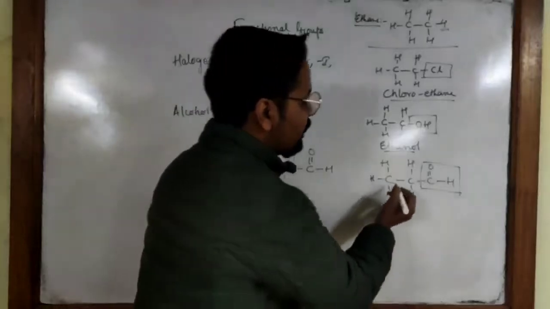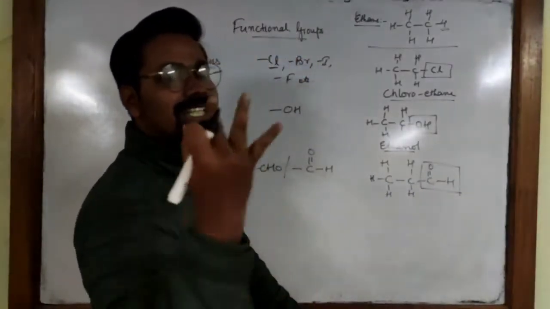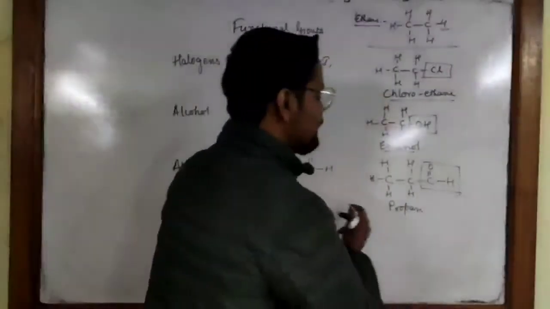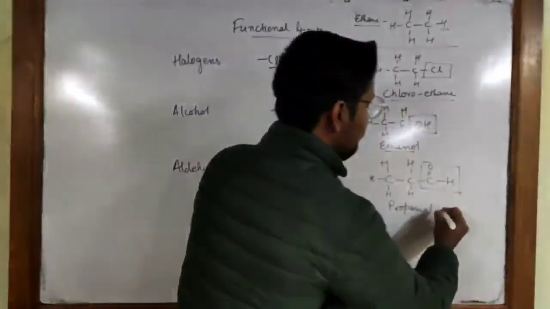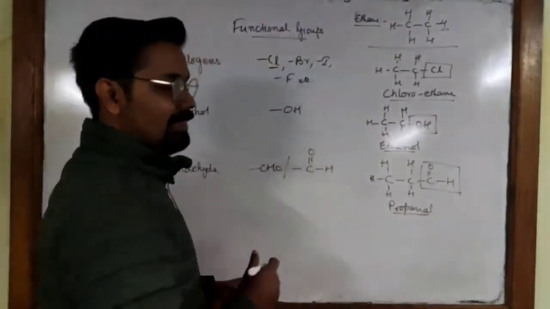So here now we have 3 carbon compounds, right? 3 carbon atoms. 1, 2, 3. So the name will change to, for 3 carbon, it is called propan. Okay. And since it is aldehyde, the name is propanal. So the name has changed now, it is propanal.